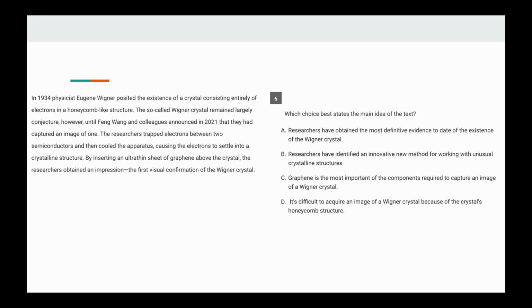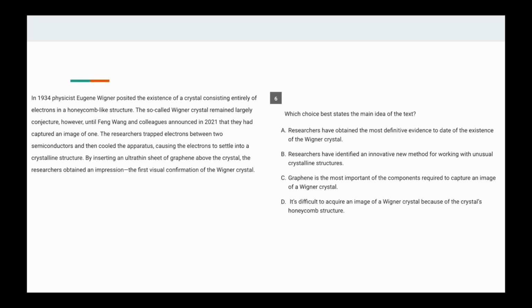Now, answer choices. A. Researchers have obtained the most definitive evidence to date of the existence of the Wigner crystal. To be honest, that sounds quite okay. Let's continue reading. Like, there is no immediate red flag. B. Researchers have identified an innovative new method for working with unusual crystalline structures. Already, red flag. Crystalline structures.